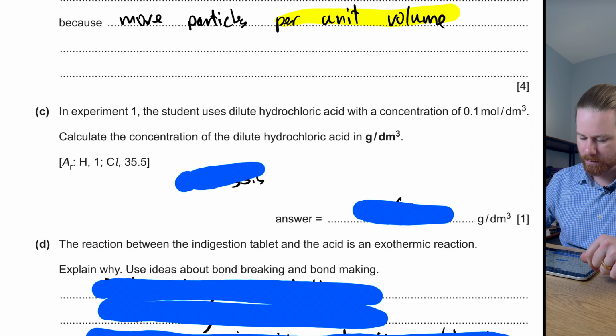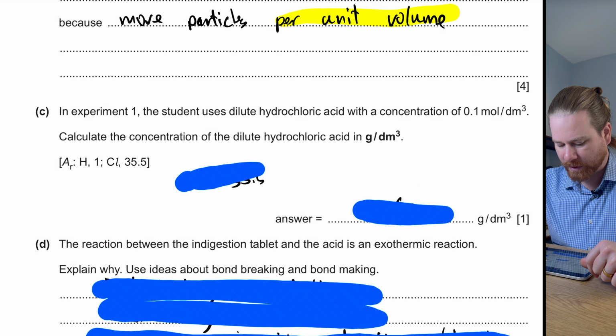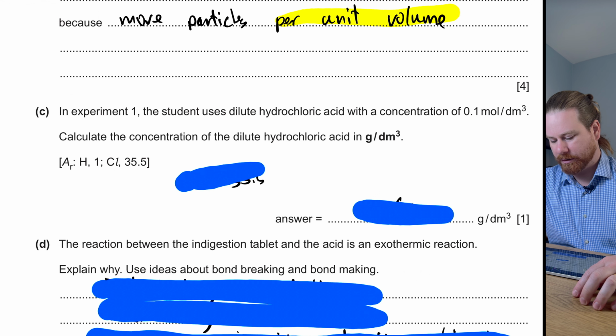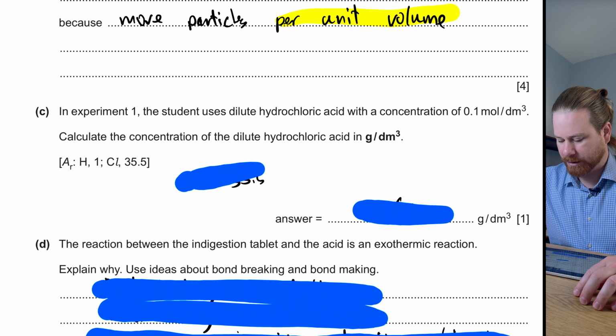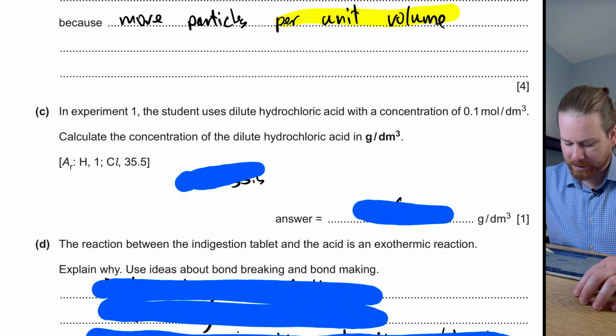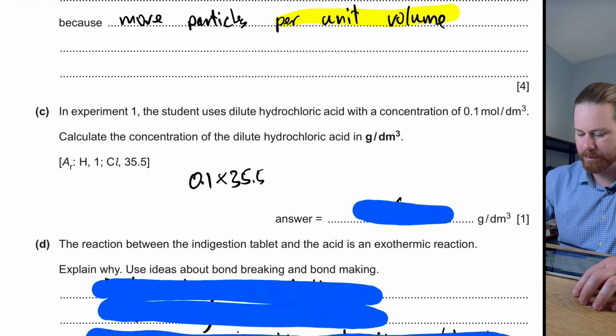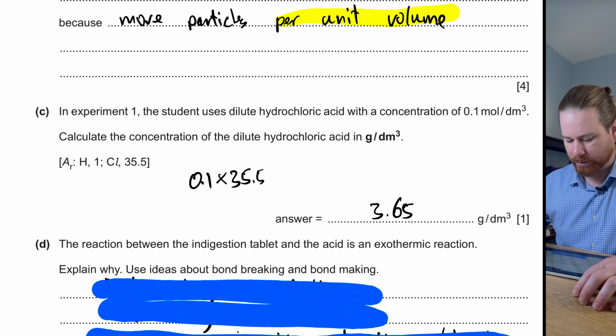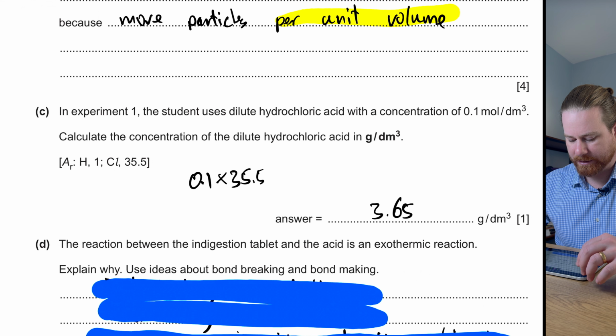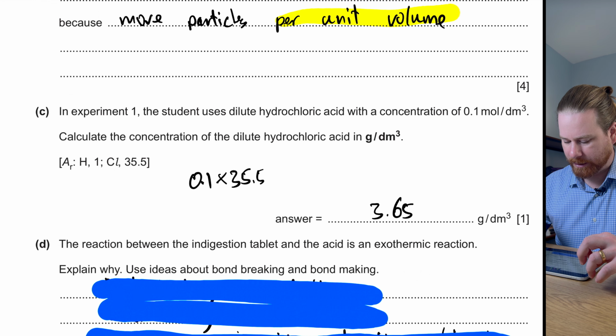Okay, we're on to C. So experiment 1, the student uses dilute hydrochloric acid with a concentration of 0.1. Calculate the concentration of the acid. So nice, simple calculation, I hope. So concentration is just the number of moles times its atomic mass. There we are.